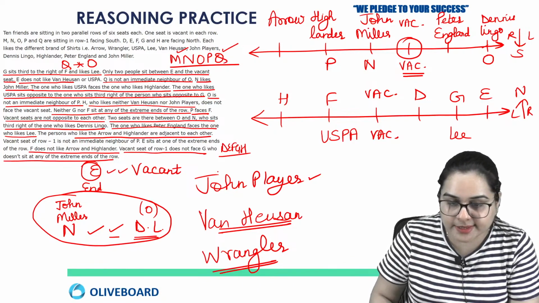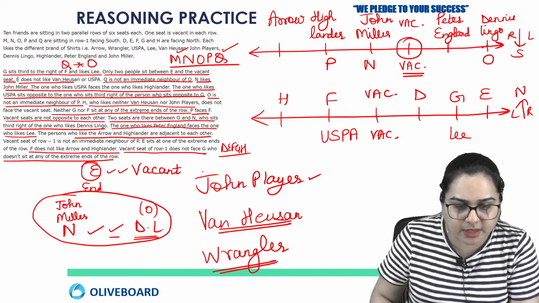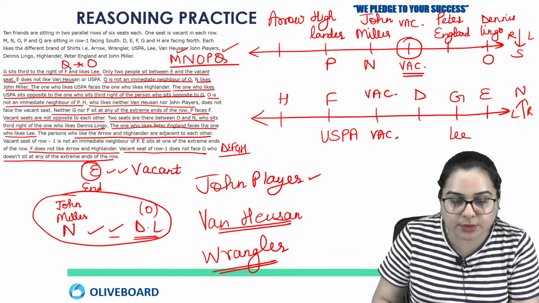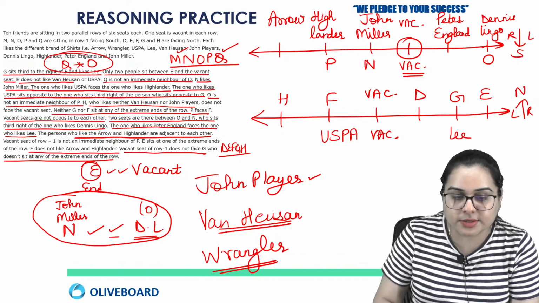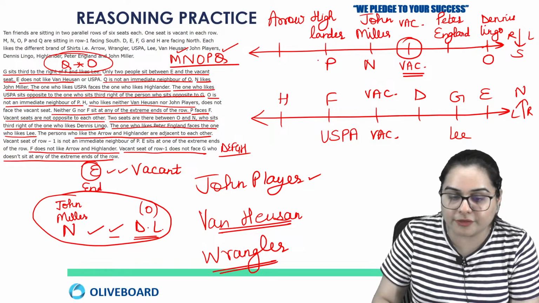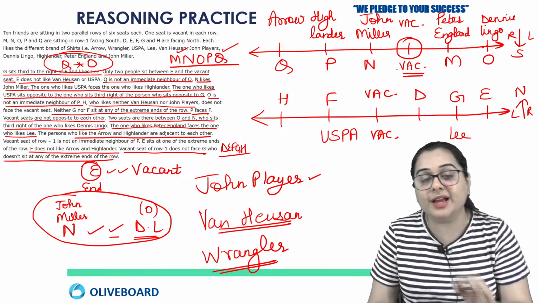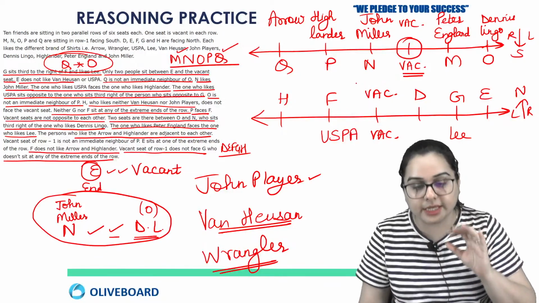Here he says that the vacant seat of row 1 is not an immediate neighbor of P. That's clear. So do we have any other information about either M or Q? Yes, we have that Q is not an immediate neighbor of O. So if Q is not an immediate neighbor of O, Q will be written here and M will be written here. So with this, we have completely solved the names of the persons.